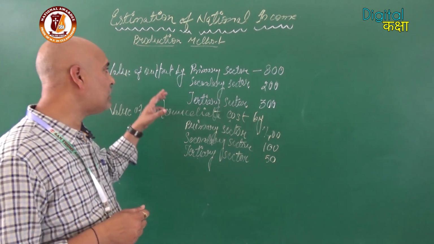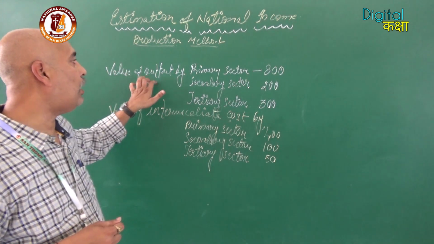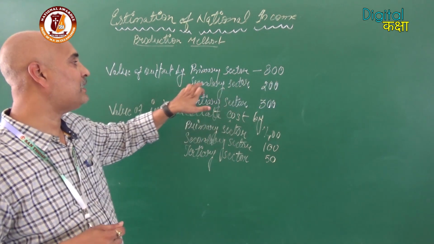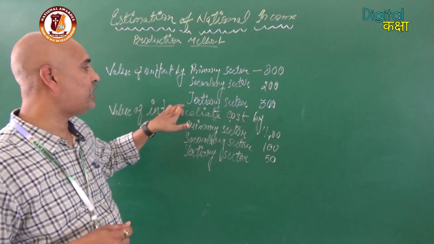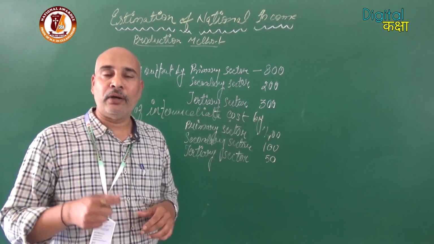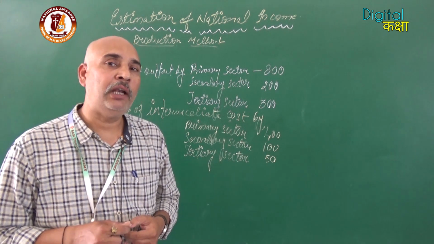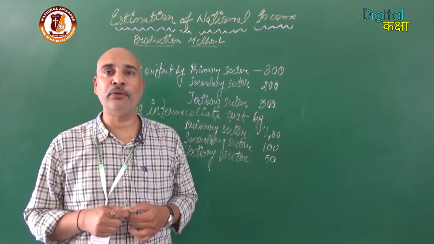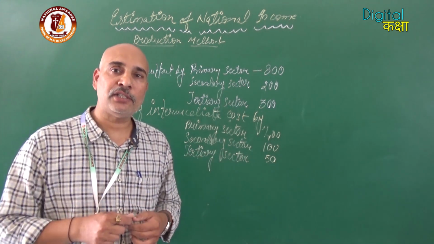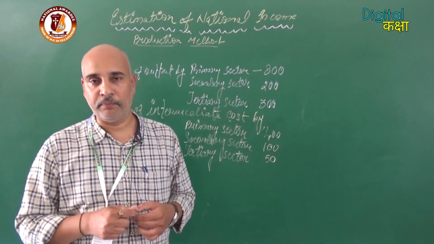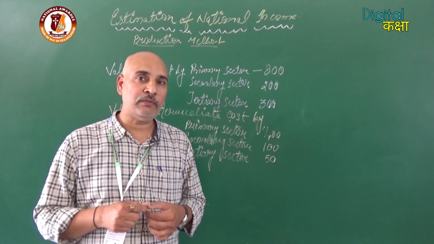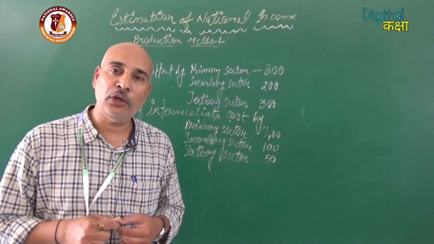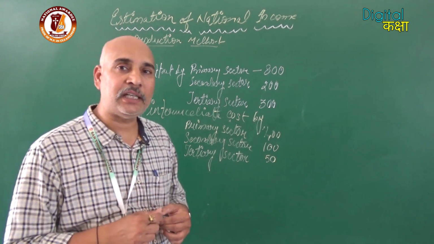Now some of the values are given. Value of output by primary sector 800, value of output by secondary sector 200 and tertiary sector is 300. Now as far as the formula, value of output is not directly used. We need gross value added. So gross value added is not given in this question. So how can we find out the gross value added? Gross value added is equal to value of output minus intermediate consumption.